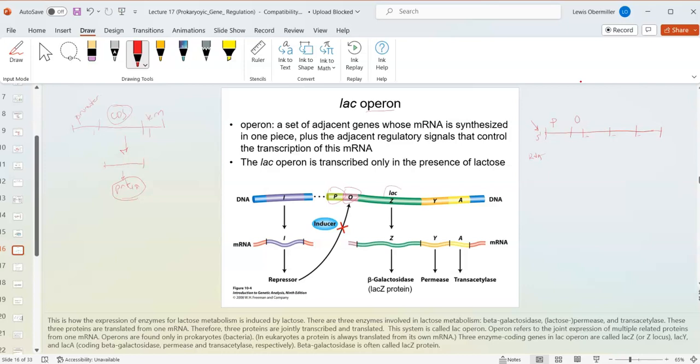So in this case, we have something called LAC-Z, which I'm just going to make a Z. That stands for beta-galactosidase, which is shown here. Remember, that's the enzyme that breaks that beta bond in lactose to digest it. Then we have something called Y. So this is LAC-Y, and LAC-Y stands for permease. I don't know if you remember this or not, but in intro biology, you should have learned that the cell membrane is selectively permeable or semi-permeable.